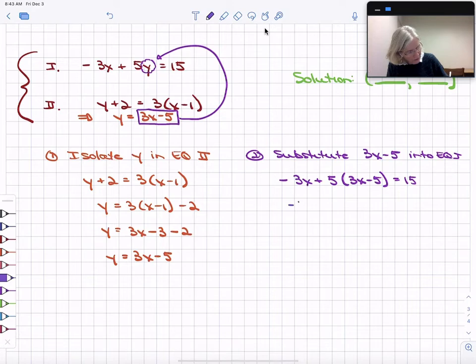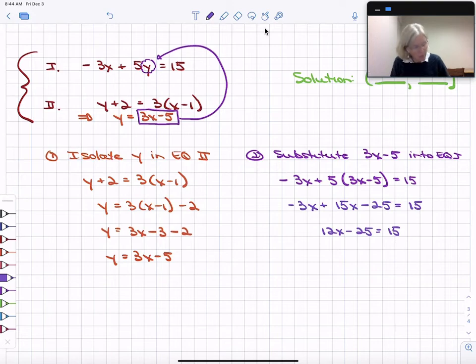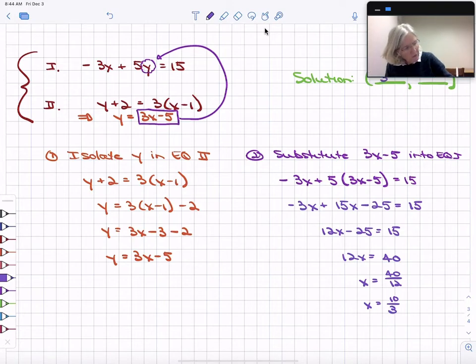Let's go. Negative 3x, I'm going to distribute, plus 15x minus 25 is equal to 15. Combine my like terms, 12x minus 25 equals 15. Add 25 to both sides, 12x is equal to 40, and divide by 12. I can simplify this fraction. They have a common factor of 4, so x is equal to 10 thirds. Awesome, I found my x value. You know, they're not always going to be integers.